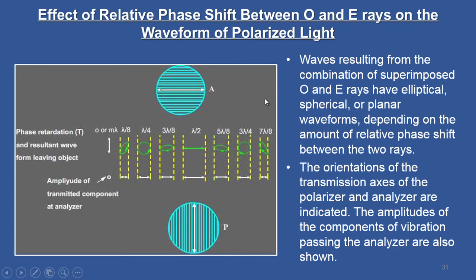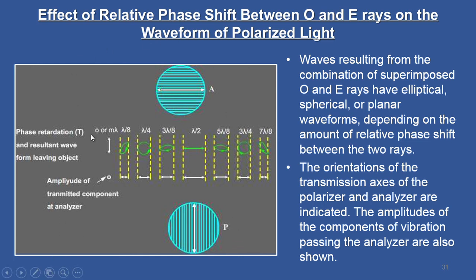They are kept in two perpendicular directions, and let us go through the points and then we will get into the details of this schematic. Waves resulting from the combination of superimposed ordinary and extraordinary rays have elliptical, spherical or polar waveforms depending upon the amount of relative phase shift between the two rays. So, what I have just shown in the previous schematic clearly shows that depending upon the relative phase shifts, you can have elliptically polarized light like we have seen in the animation, but you can also have spherical and circular waveforms. So, that is what is being summarized in this slide.